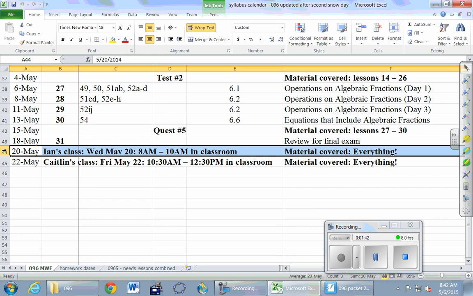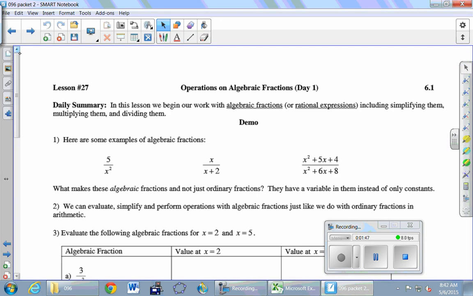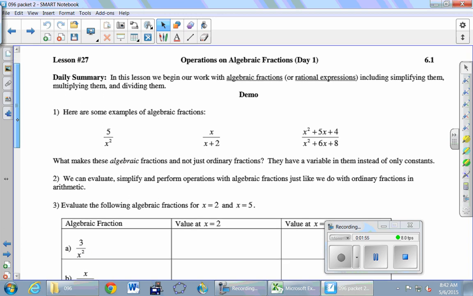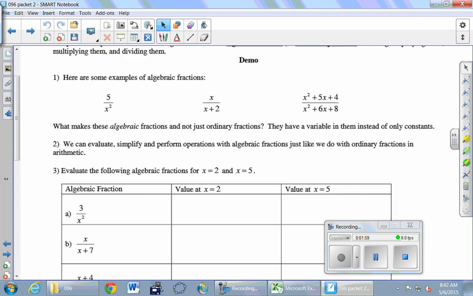All right, so here we are again on page 188. We'll jump to the top with Cody for the daily summary. Okay, number 1, Irene. You don't need to read them. Go ahead and read the next part, though.